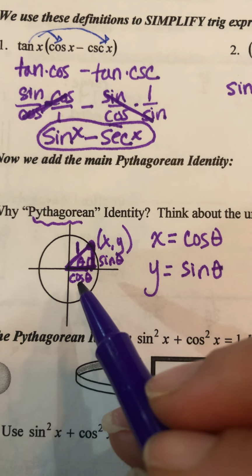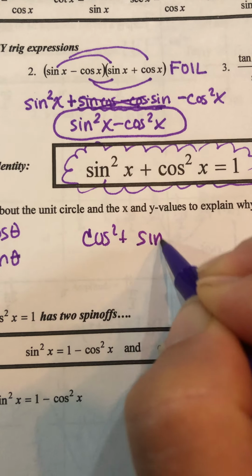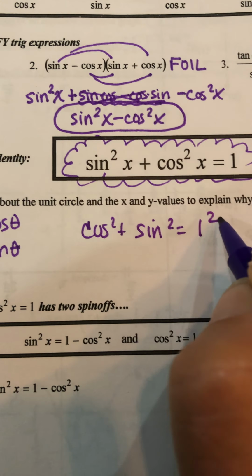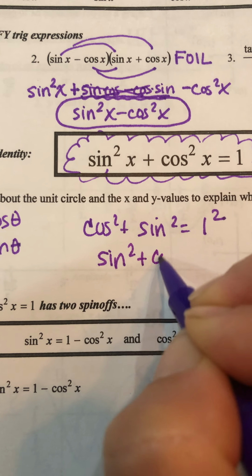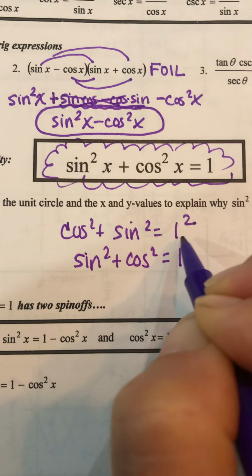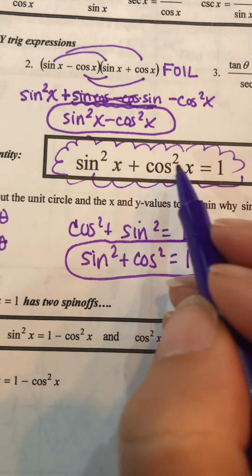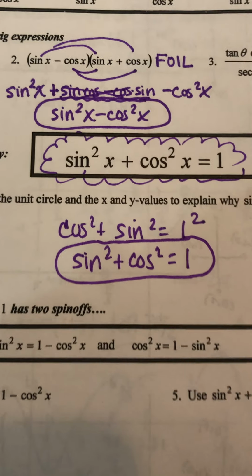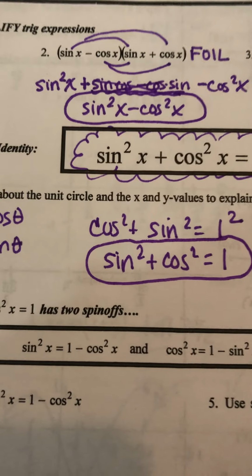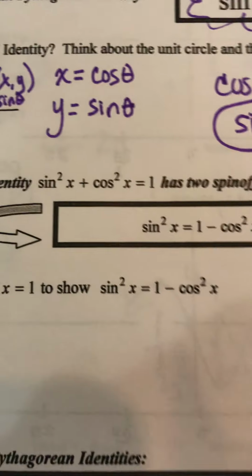So it's going to be cosine squared plus sine squared equals 1 squared. And I think you can agree that we can just change the order to say sine squared plus cosine squared, and of course 1 squared is just 1. And like I said, sometimes I'll write it with the x representing the angle, and sometimes we drop it out. It's just understood that you would be taking that of an angle. So that's like a big deal, sine squared plus cosine squared equals 1.